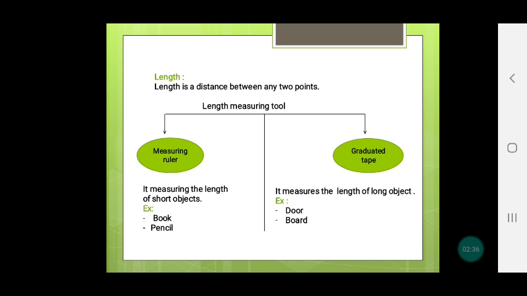In this case, I can't use a measuring ruler to measure the length of a board. It will be so hard. So the graduated tape will be easily used to measure the length of the board. So what's the difference between the measuring ruler and the graduated tape? Can you tell me? Yes, excellent. The measuring ruler is used to measure the length of short objects, and the graduated tape is used to measure the length of long objects.